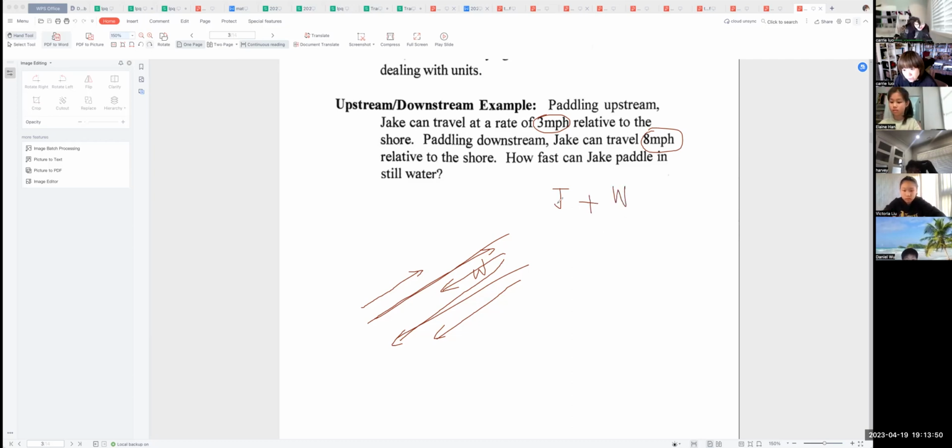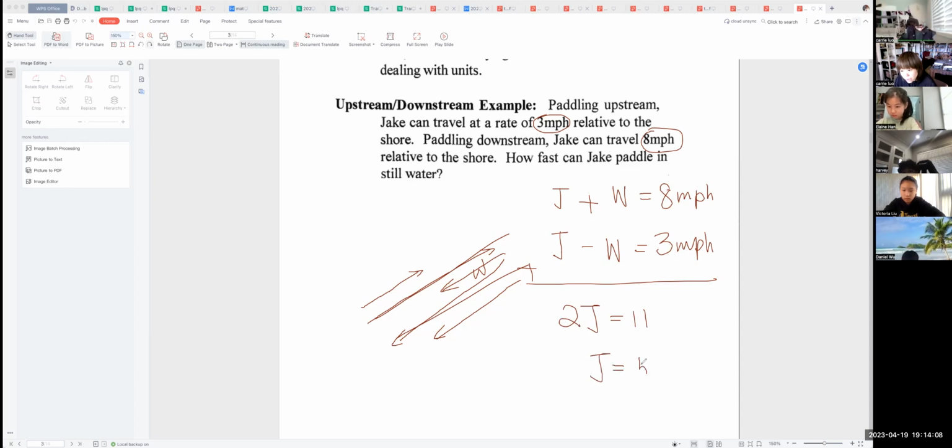Okay, so Jake's speed plus water speed should equal 8 miles per hour. And Jake's speed minus water speed should equal 3 miles per hour. Correct, everybody? So very easy. I add them together. So 2 Jake equals 11. So Jake equals 5.5 miles per hour. So that is Jake's speed in still water. There's nothing helping him. Understand?